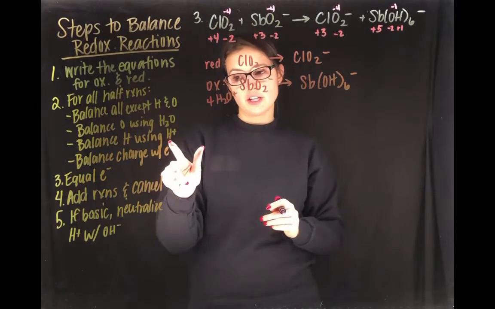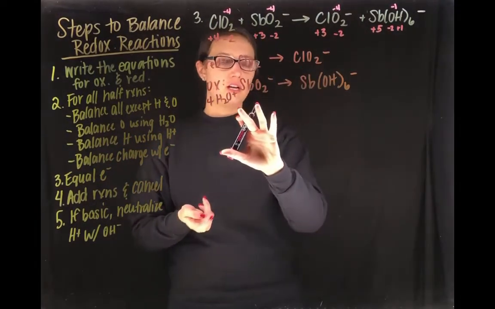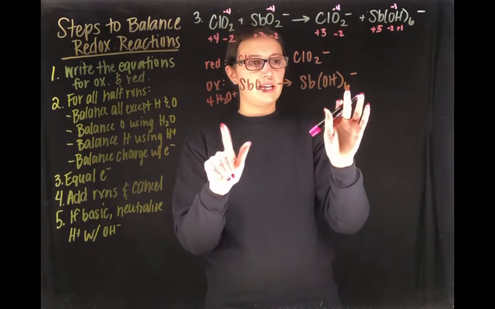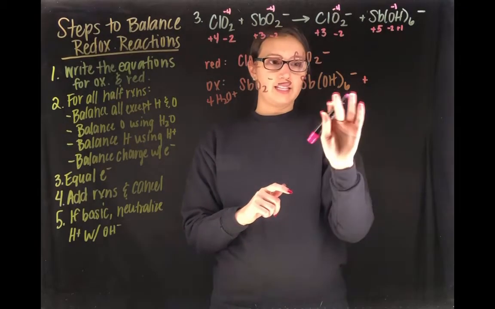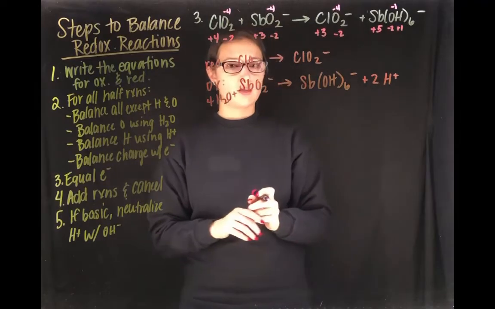To balance hydrogens, we have to use H+. I don't have any hydrogens in the reduction half reaction. If I look at the oxidation half reaction, I have 8 on the reactant side and 6 on the product side. So I need to get 8 hydrogens, and what I do is add 2 more H+ to the product side.